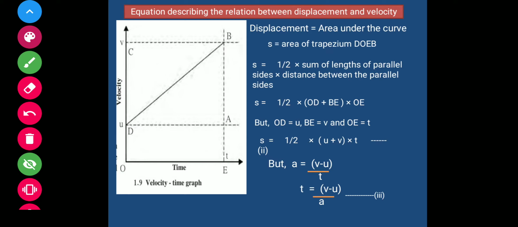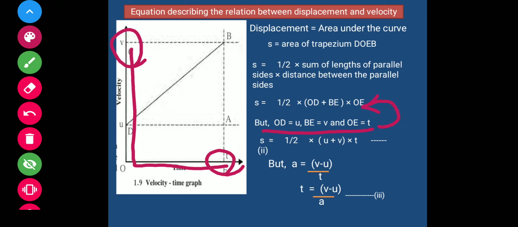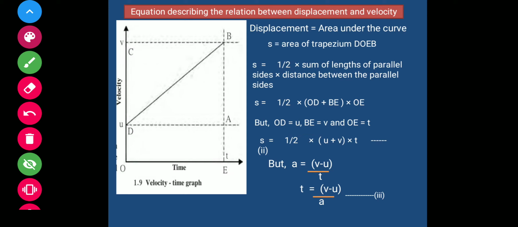But now see, OD means what? OD is u. And BE is nothing but this value OC, and that is nothing but v. And OE is nothing but t. So putting these values in this equation, we get displacement s is equal to half into u plus v into t.